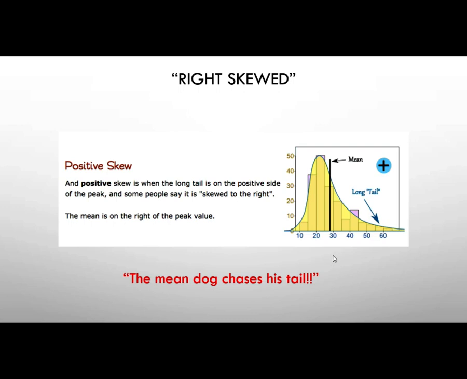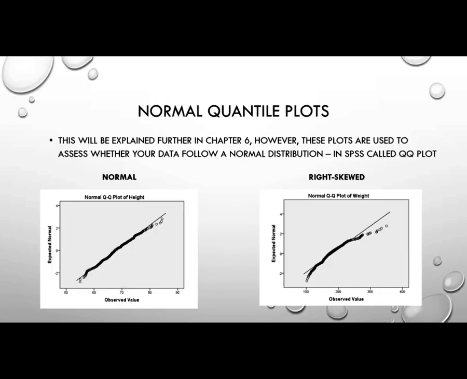All right, so we have three different types. We have negative skewed distributions, positive skewed distributions, and normal distributions.